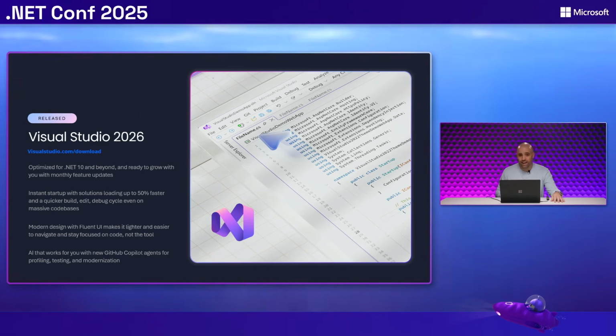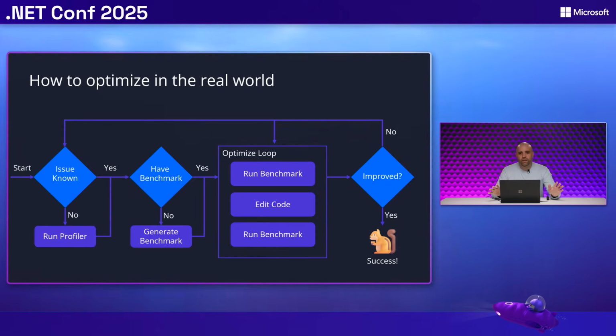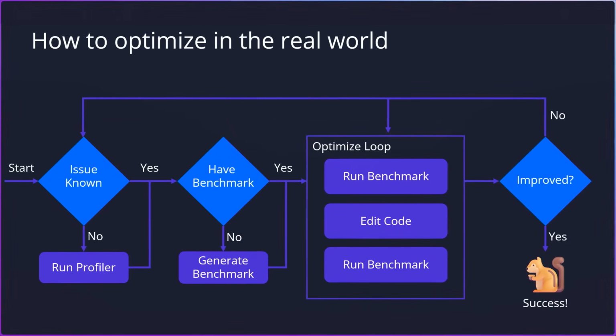And specifically today, I want to talk about the new profiler agent that's available. But before I get started in that, I want to discuss how do we optimize in the real world. And so when I think of performance optimization, I kind of think of this flowchart where I basically start on the left and I work my way over to the right. So starting, I want to know, do I actually know the issue that is affecting performance in my application? If not, my first step is to run the profiler.